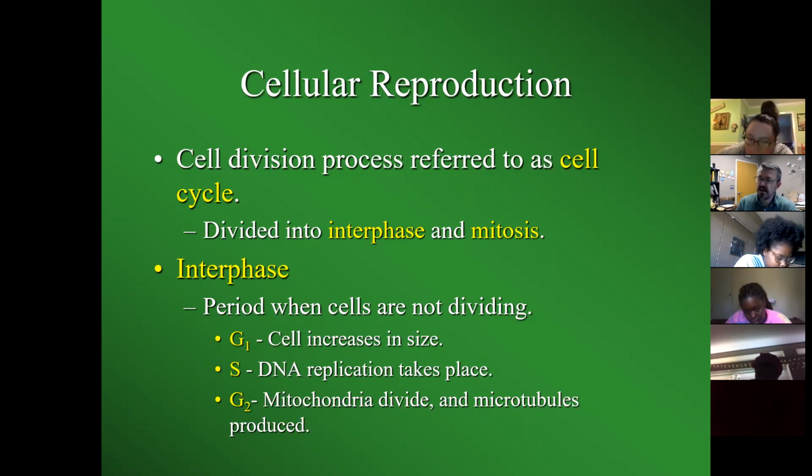So growth 1, cells increase in size. Synthesis phase, DNA replicates. Growth 2, this is when your mitochondria divide, and your chloroplasts and your microtubules are produced to be able to pull the DNA apart into the two separate cells. This is all interphase. The cell is not actively dividing, it's getting ready for division.